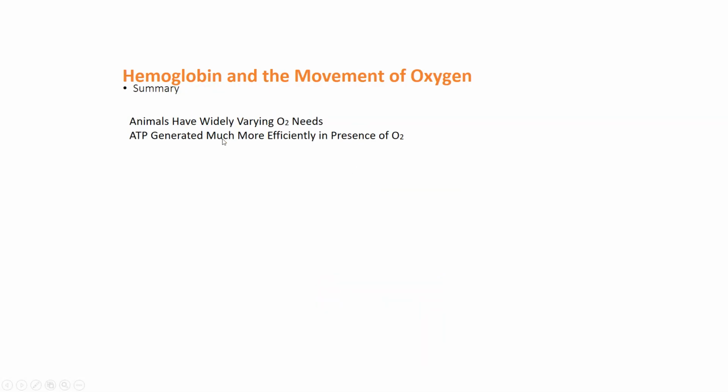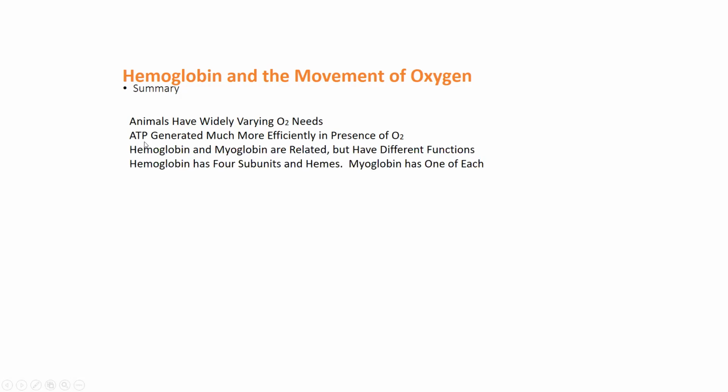Hemoglobin and the movement of oxygen. So animals have widely varying oxygen needs, ATP generated much more efficiently in the presence of oxygen due to oxidative phosphorylation and aerobic respiration. Hemoglobin and myoglobin are related, but they have different functions. Hemoglobin has 4 subunits and hemes, and myoglobin has one of each.